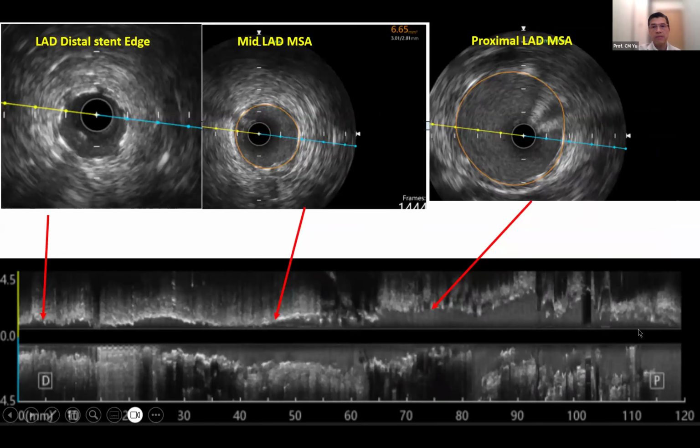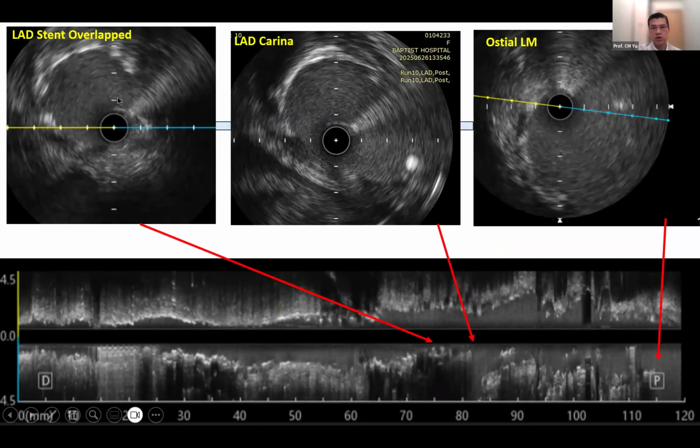So here is the summary showing different segments at the distal LAD, mid LAD, and also the proximal LAD, and also here it shows close to the ostium, and also at the carina where the circumflex guidewire is joining, and also the left main going all the way up to the ostium.